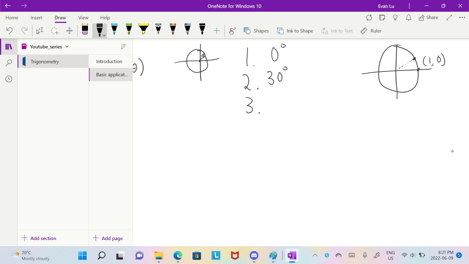Maybe it looks something like that. It's floating in space somewhere there. And the last one will be 45 degrees. So this one is kind of like in the middle, and it's somewhere there.